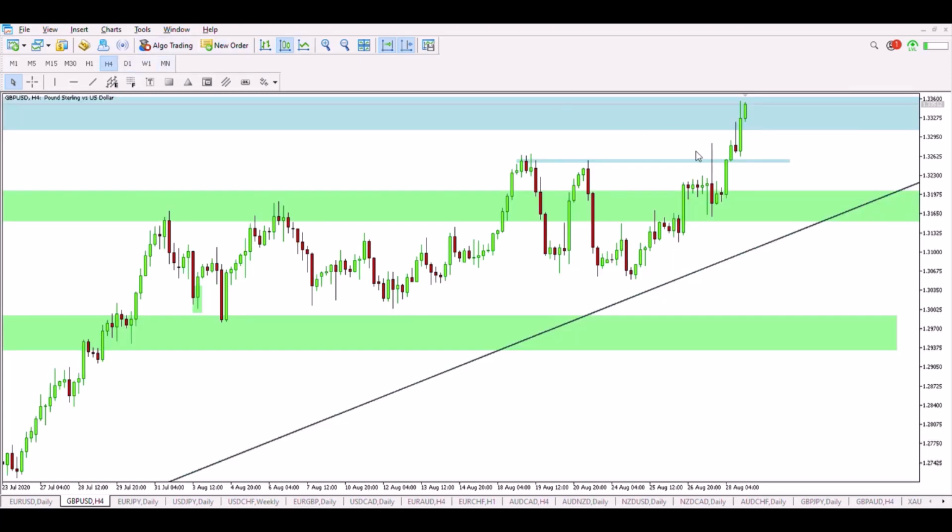And when we move to the 4 hour charts, we can see how this happened. So we had a massive news that bumped the price up right here.